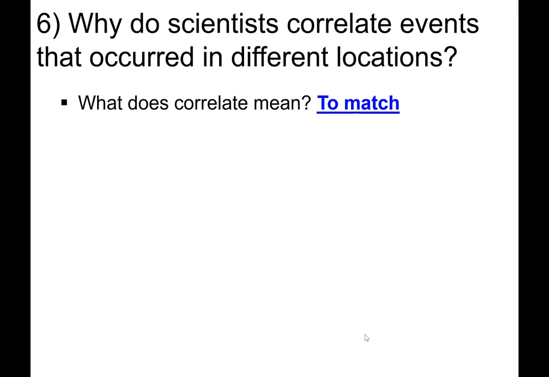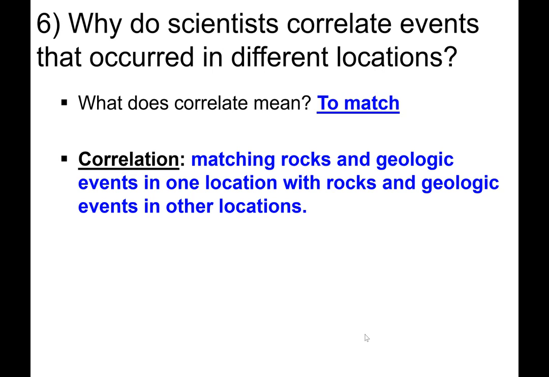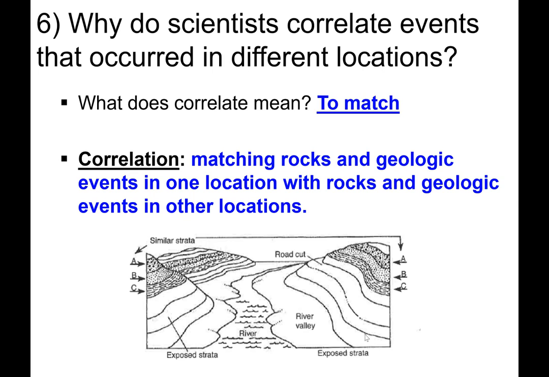Now, what does it mean to correlate? We might have used this in your English class when you're comparing things, right? It means to match. Correlation by definition is the matching of rocks and geological events in one location with rocks and geologic events in another location. So if we stood on one side of the Grand Canyon, what's underneath us is going to match what we see on the other side. And we see that similar here, where a river has cut through the valley, and on either side there are rock outcrops with similar rock record.